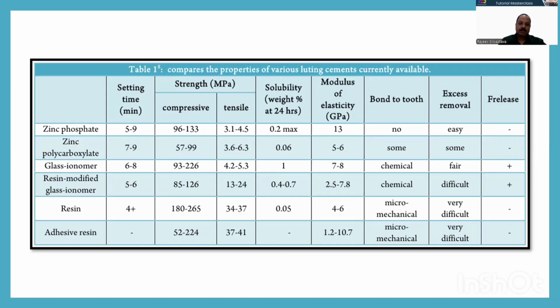You can see the strength of glass ionomer cement is good enough to cement your porcelain fused to metal and your zirconia monolithic or layered zirconia crown. And of course, for your Emax crown, you need to have different luting agents.